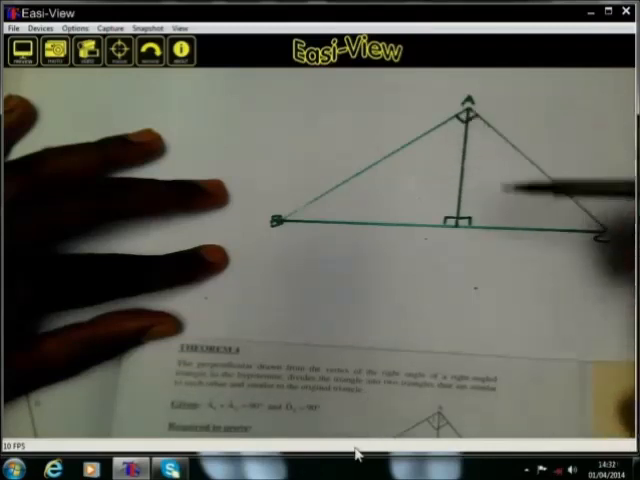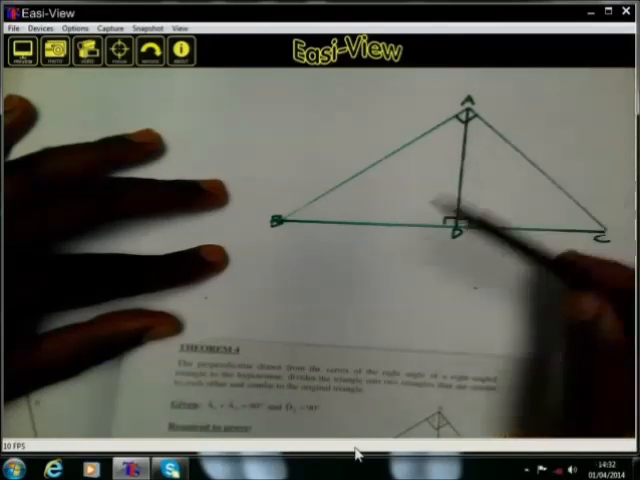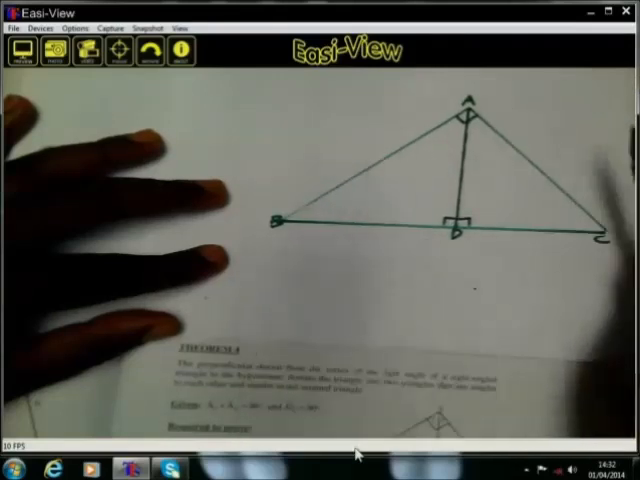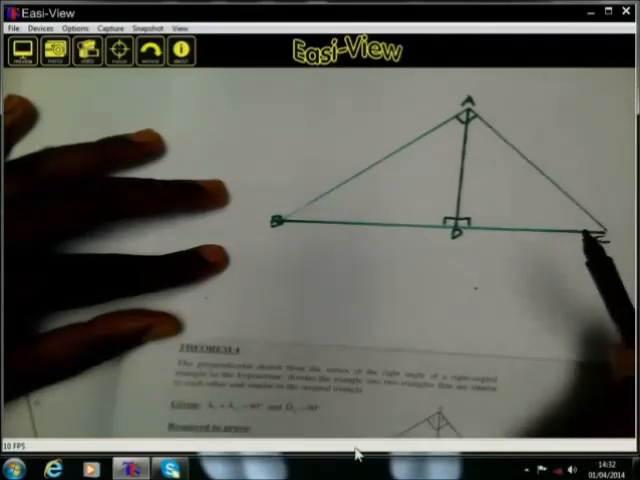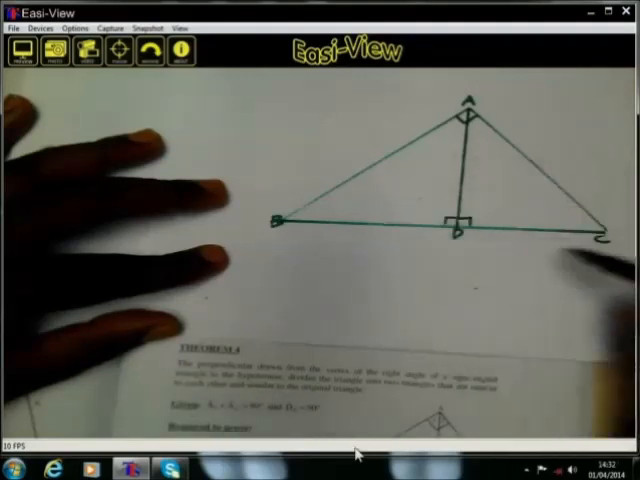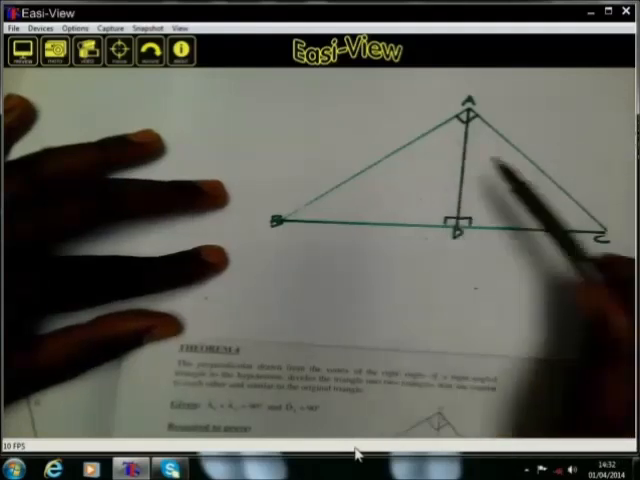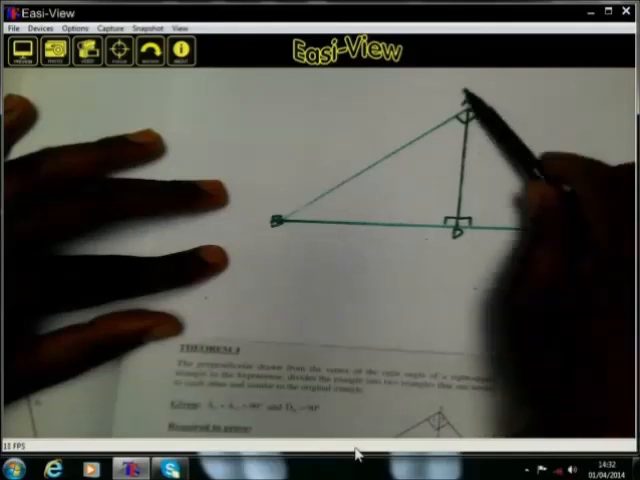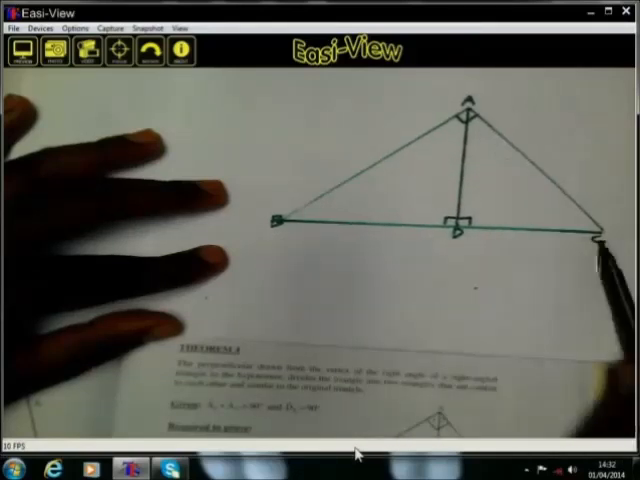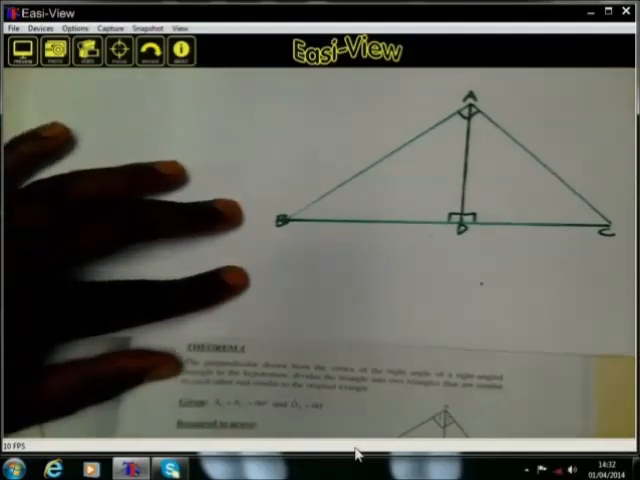If I can have this as point D, it means we are having two triangles, ABD and triangle ADC. It divides the triangle into two triangles that are similar to each other and similar to the original triangle. All in all, it means we are having three triangles here: the bigger triangle, which is ABC, ABD, and ADC. We are having three triangles there. Right. The information given to us.